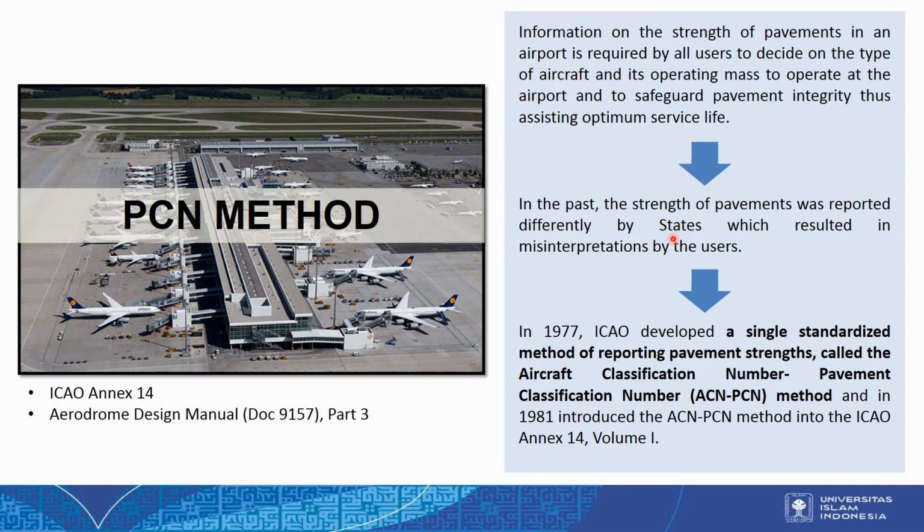So, in 1977, ICAO developed a single standardized method of reporting pavement strength called the ACN-PCN method. ACN is aircraft classification number and PCN is pavement classification number. And later in 1981, ICAO introduced the ACN-PCN method in ICAO Annex 14 Volume 1.